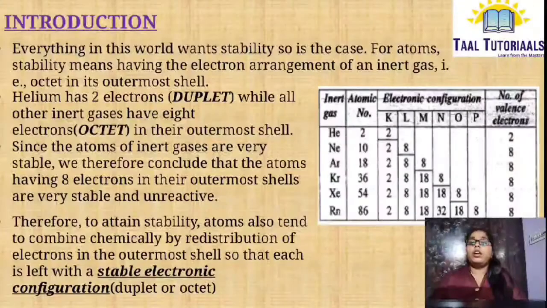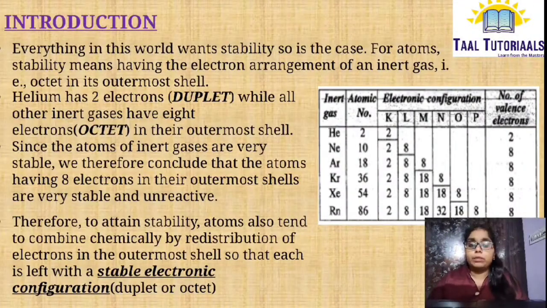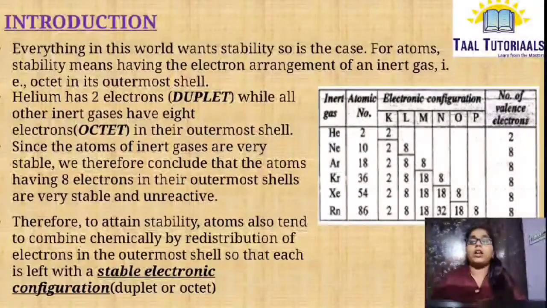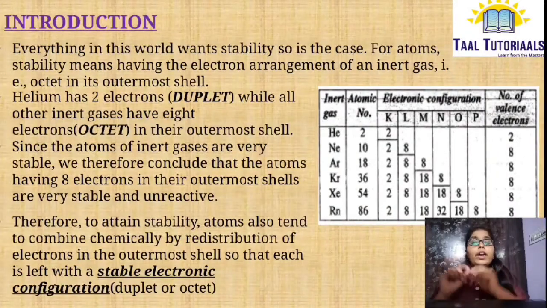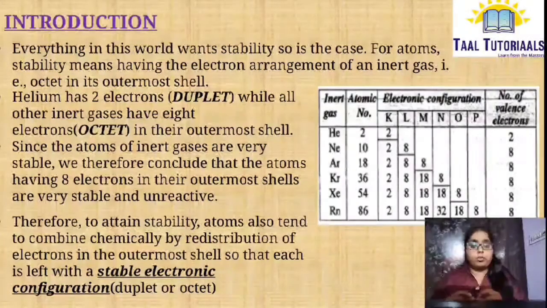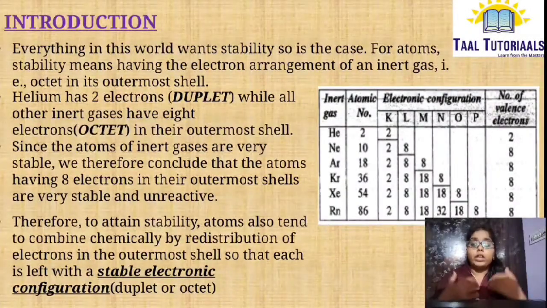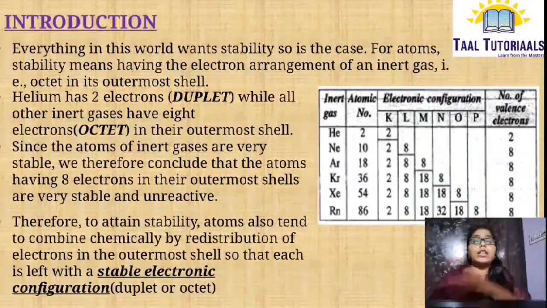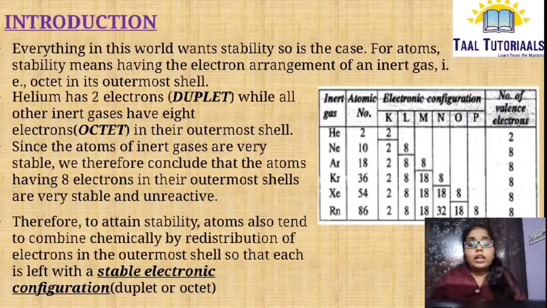Since the atoms of inert gases are very stable, we therefore conclude that atoms having 8 electrons in their outermost shells are very stable and unreactive. See, inert gases have 8 electrons in their outermost shell and they are stable. So we conclude that any atom which has 8 electrons in their valence shell is stable.